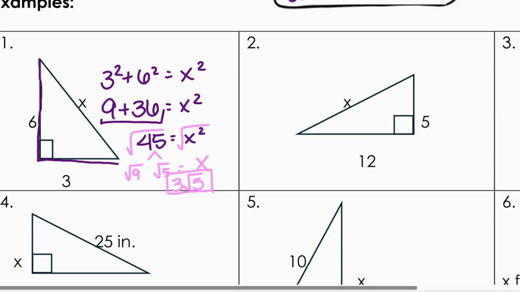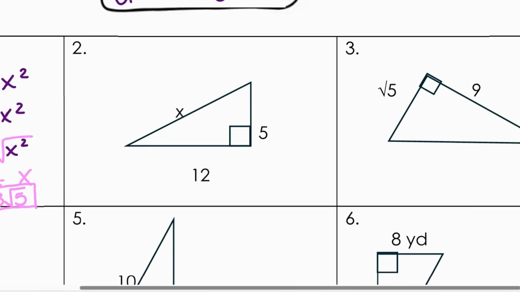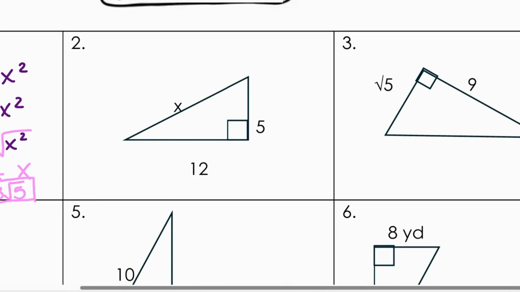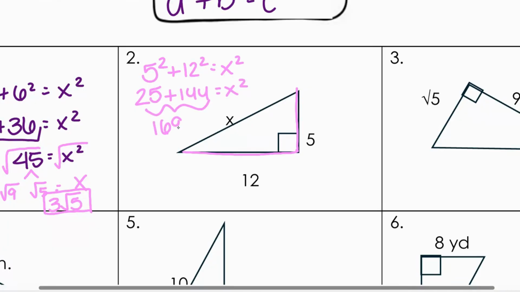If you need a refresher on simplifying radicals, because I am going to go a little bit faster in this video, go ahead and click on that link first so that you can get that refresher on how to simplify radicals. So for number 2, here are my legs. So here's my capital L. Even though it's backwards, it still works. I'm going to do 5 squared plus 12 squared equals x squared. That's going to give me 25 plus 144 is x squared. This is a total of 169. And that is a perfect square. So x equals 13.